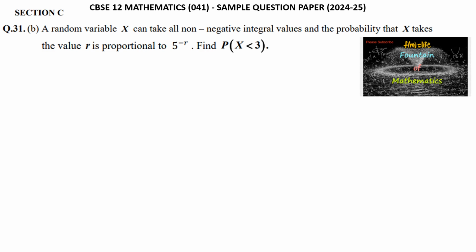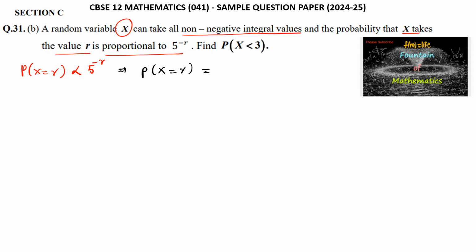Given a random variable x can take all non-negative integral values, that is other than negative values, all positive and zero values can be taken, and the probability that x takes the value r is proportional to 5 to the power of minus r. That is, probability at x is equal to r is proportional to 5 to the power minus r, which can also be taken as probability at x is equal to r is equal to some constant k into 5 to the power minus r, that is k divided by 5 power r, and we need to find the probability for x less than 3.